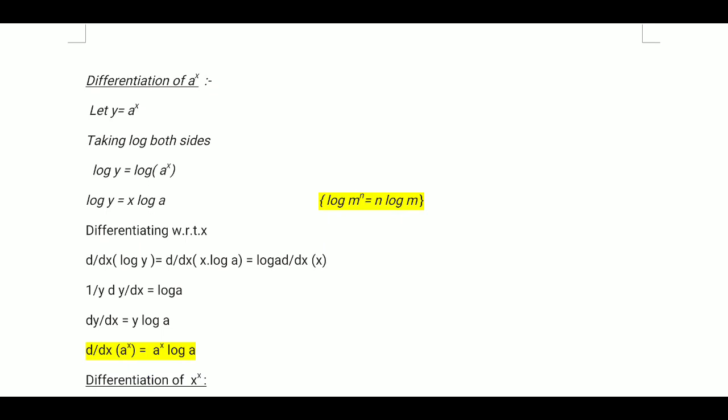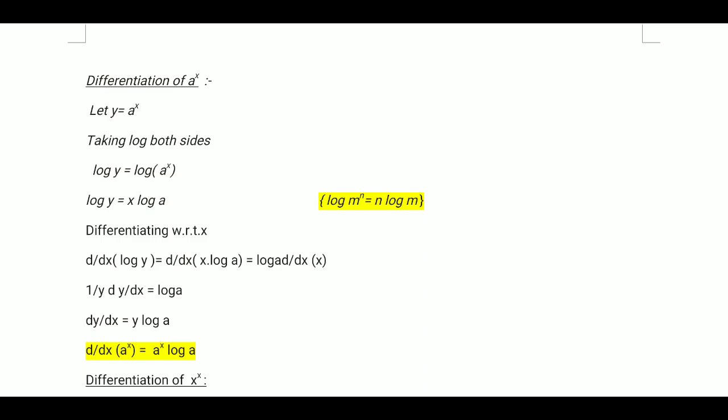Now there are two formulae of differentiation which we use: logarithmic differentiation of a power x. If we have the differentiation of x power a, it will become a x power a minus 1. But here it is the differentiation of a real number power, the power function. So in this case we take log.